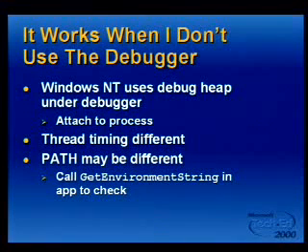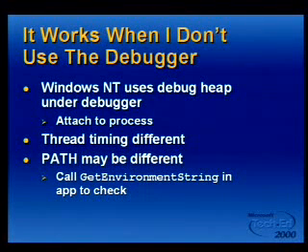Again, it works when I don't use the debugger. Like I say, NT is using the debug heap under the debugger to try and track bad allocations and so on. So attach to the process to make sure you get the process as it is running, as it would normally run, as opposed to how it would run in the debugger.